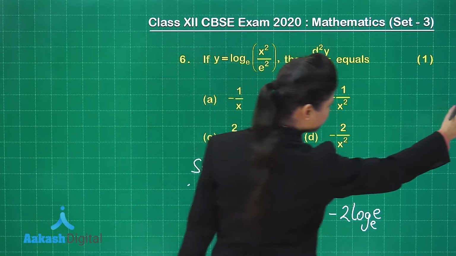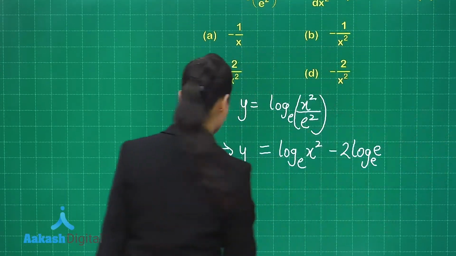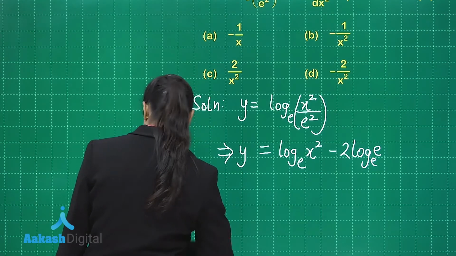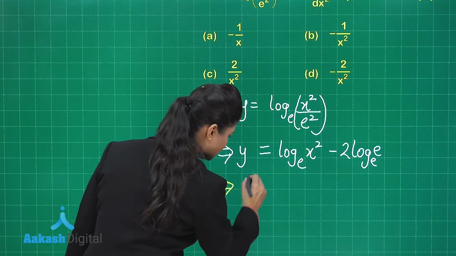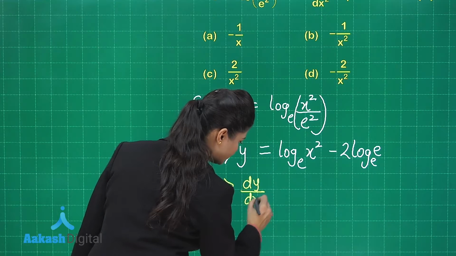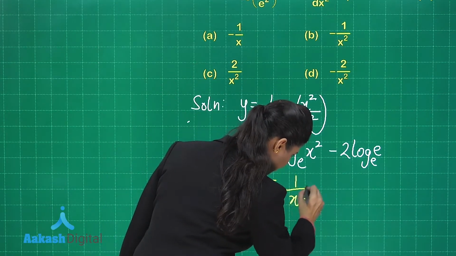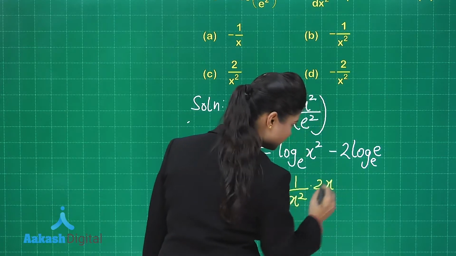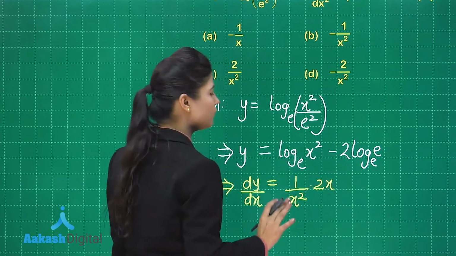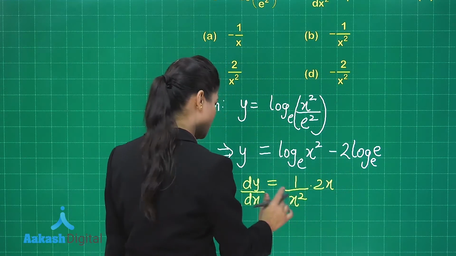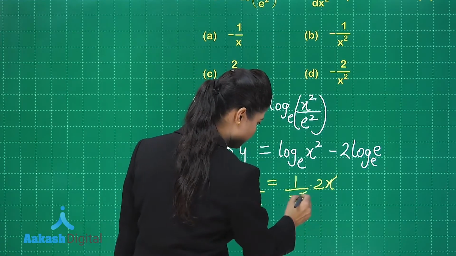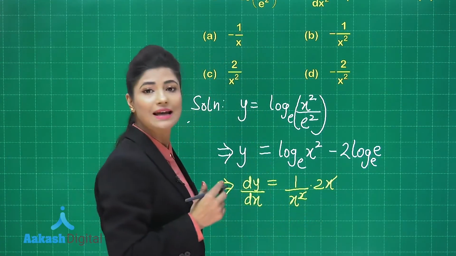Now let's differentiate both sides with respect to x. On differentiating both sides with respect to x, it gives me dy by dx equal to 1 upon x square into 2x using the chain rule, minus the derivative of the constant, which is equal to 0. Here you will see this simplifies to 2 upon x.